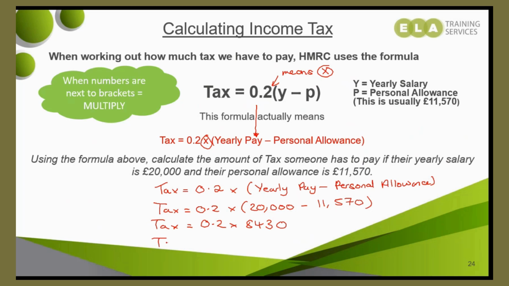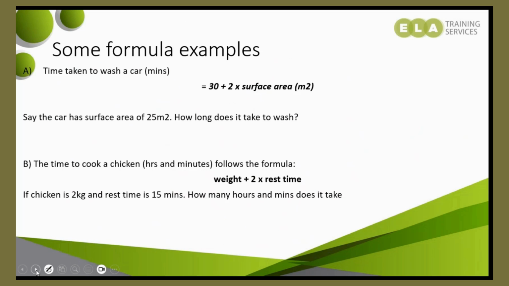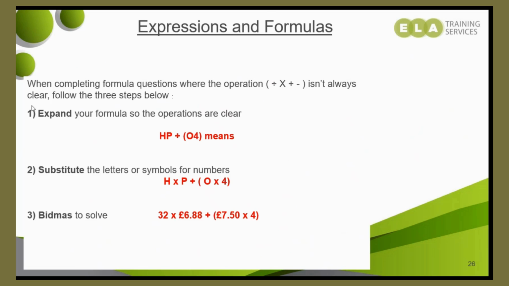And then to get our final answer, we're going to multiply that 8,430 by 0.2, which then gives us a total tax for the year of 1,686. And that is how we calculate using formula income tax. Okay, sometimes we might have expressions where we need to expand on what's being used.